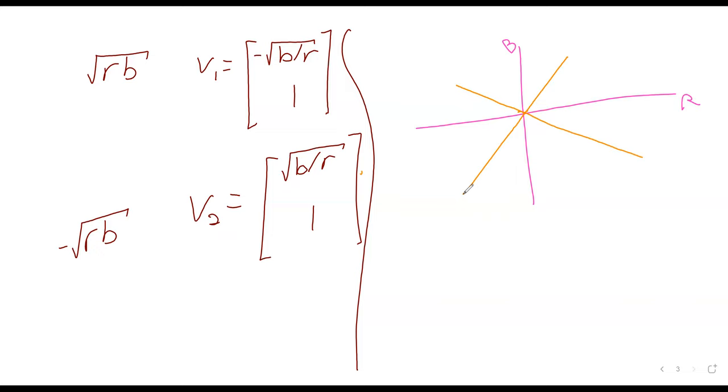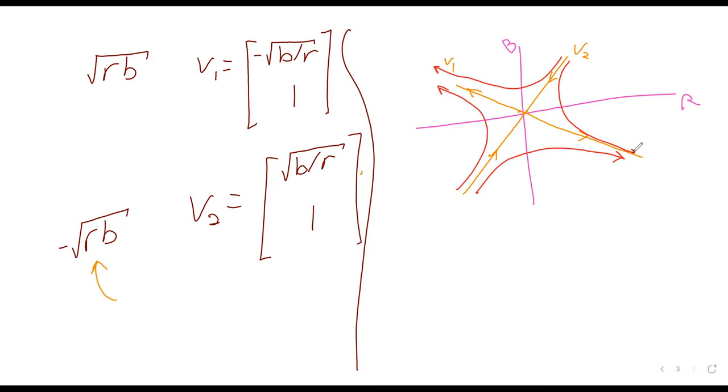So these are the eigenvectors, and along this eigenvector, this is V2. The eigenvalue is negative, so trajectories are going in on this eigenvector. This is V1. The eigenvalue is positive, so trajectories go out on this eigenvector. And what do trajectories look like? Well, they look like this, or they look like this, or they look like this.